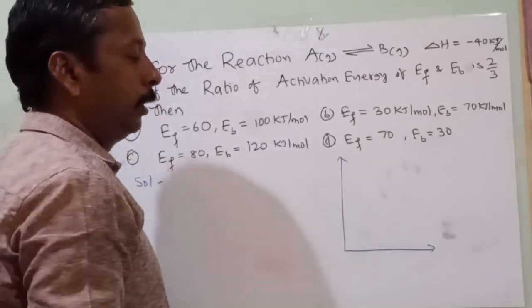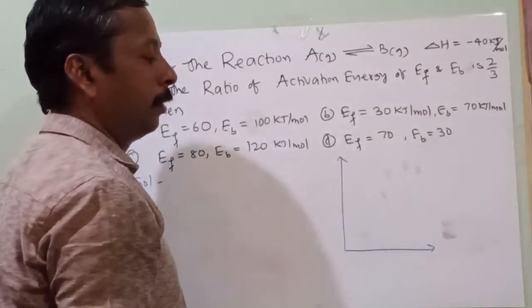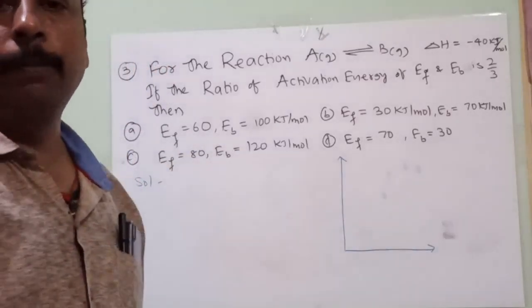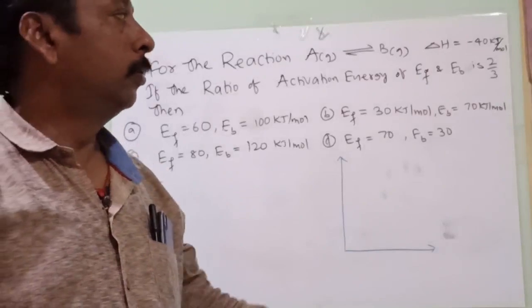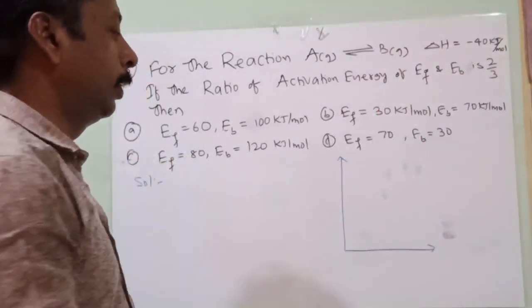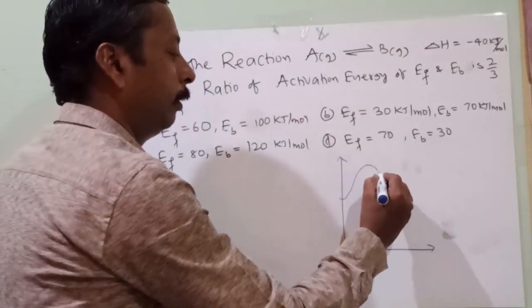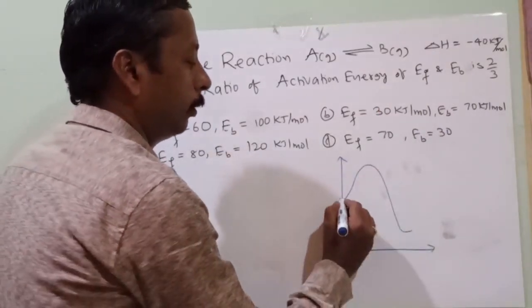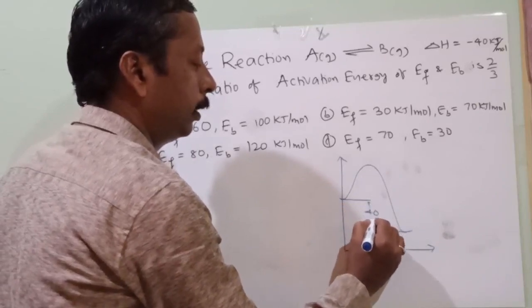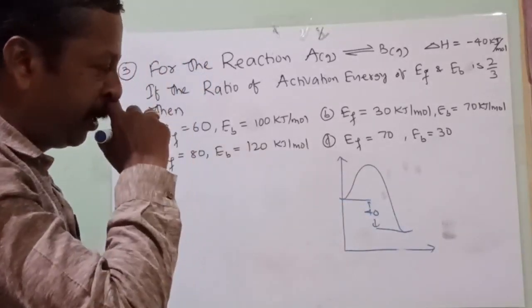In exothermic, the energy of reactant and product... What is the delta H formula? Product minus reactant. So for a negative value, the product value must be less. Okay, so this graph will be like this. This gap he has given as 40. What is it? Product minus reactant.